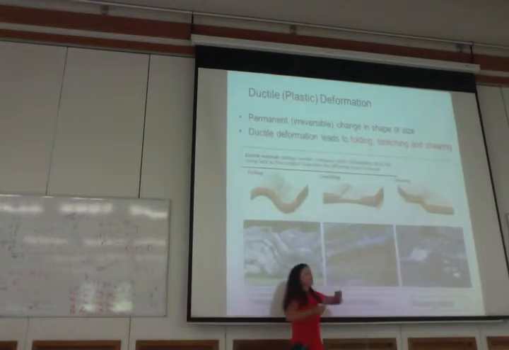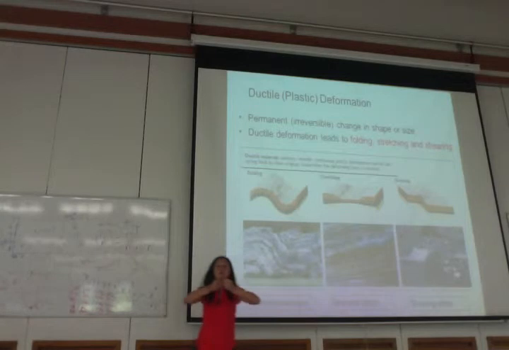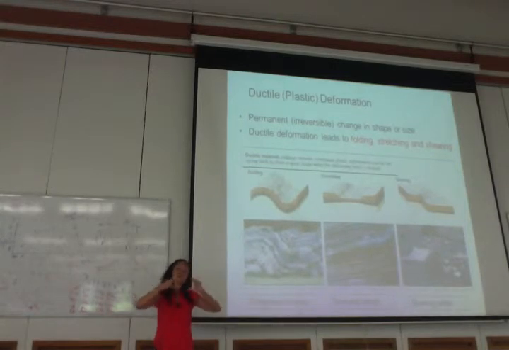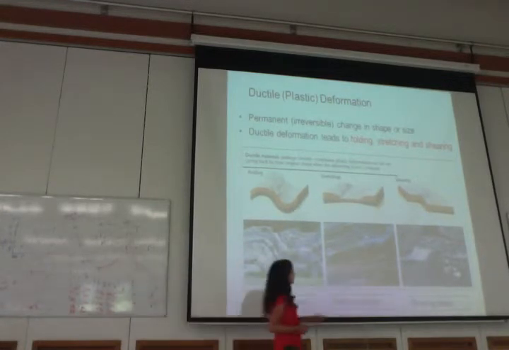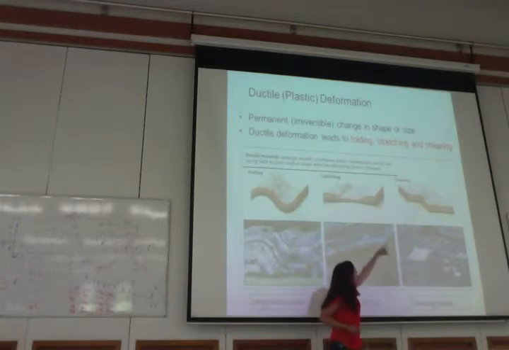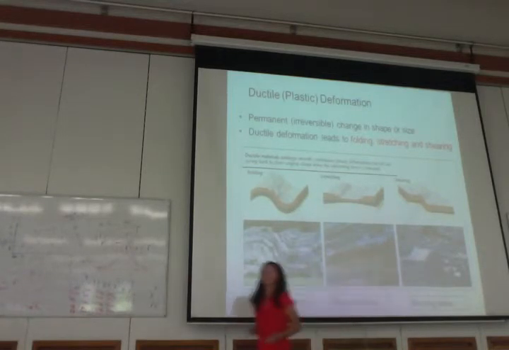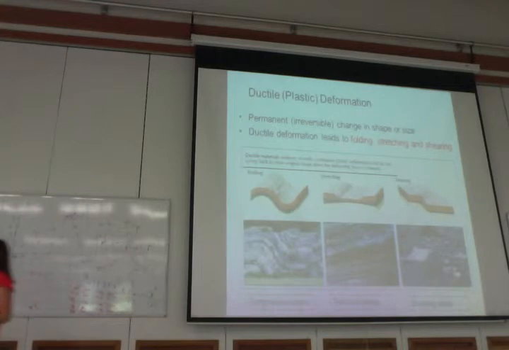Tensional stress, actually, if we have ductile deformation, results in the thinning of the crust. So imagine a piece of clay or plasticine, and you pull it apart under tension, it's going to get thinner and thinner. The same thing happens to the crust when you put it under tension. And shearing stress results in this bending of the rock in different directions.